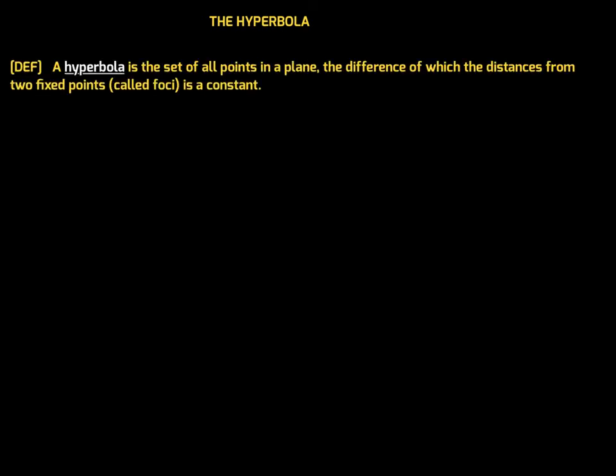A hyperbola is the set of all points in a plane, the difference of which, the distance from two fixed points called foci, is constant. The first thing I would like to draw your attention to is this word difference. The only change between the definition of an ellipse and the definition of a hyperbola is this word. In the definition for an ellipse, this word is the sum of which, and here for the hyperbola, it's the difference of which. It's a very subtle change, and it's the only thing that differs a hyperbola from an ellipse.